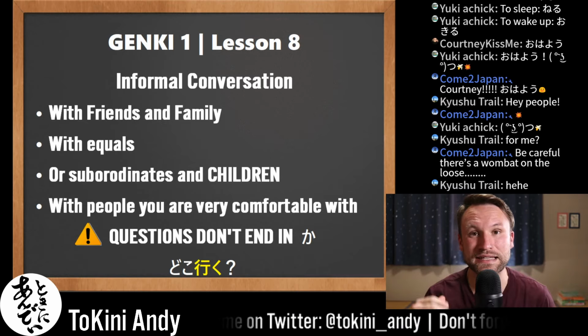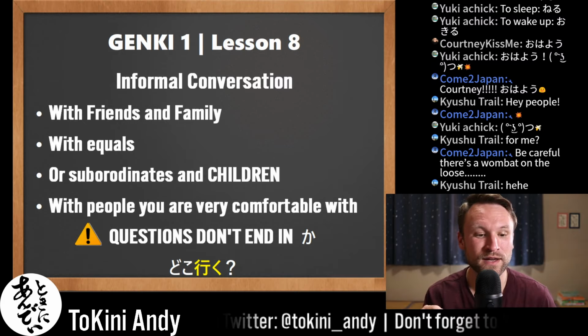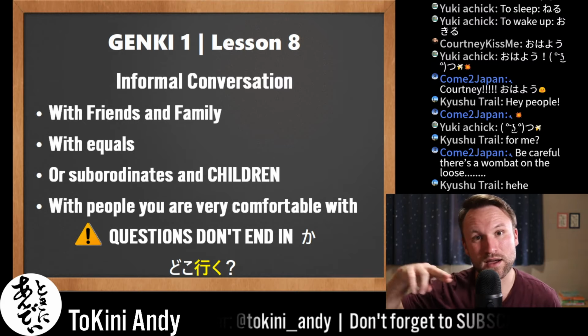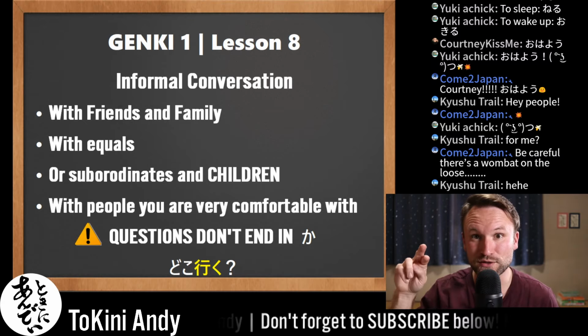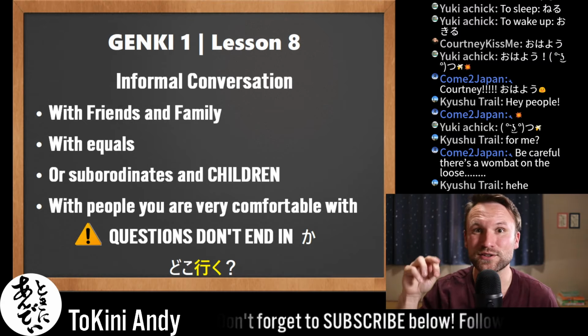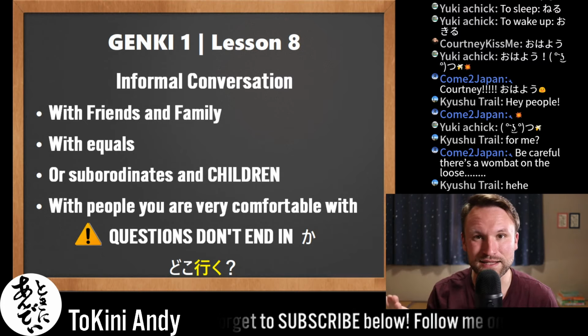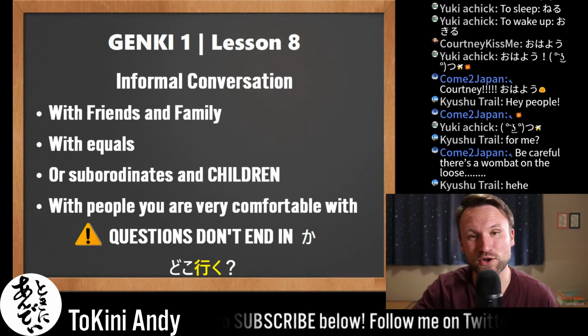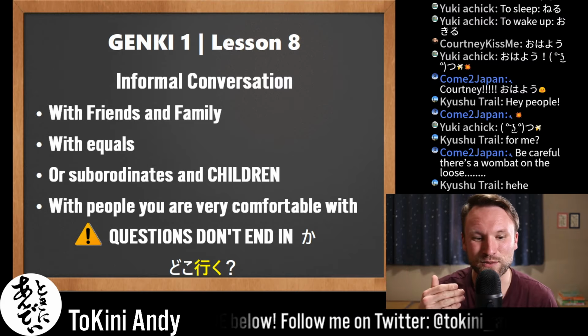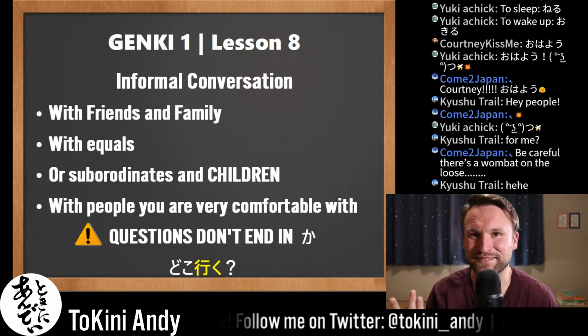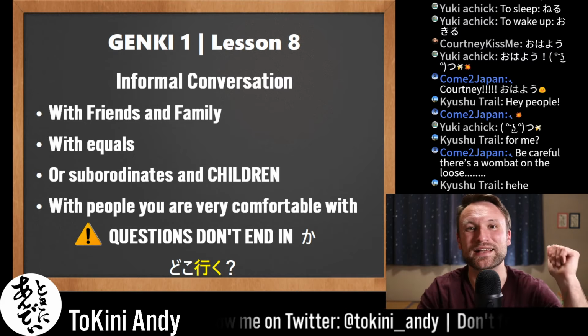Another thing I really wanted to cover really quickly is that questions in informal conversation do not end in ka, which is the question marker. They just end with a rising intonation. So, for example, doko iku, right? Doko iku. That little rising intonation at the end says that it's a question. Doko iku means where do you want to go? You wouldn't say doko iku ka. It's just wrong. You don't add ka there.